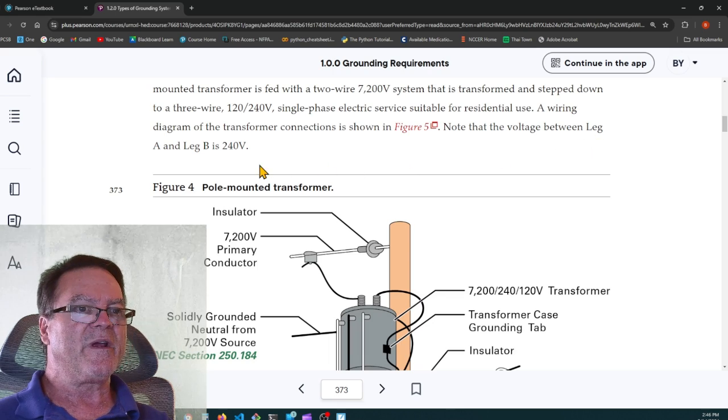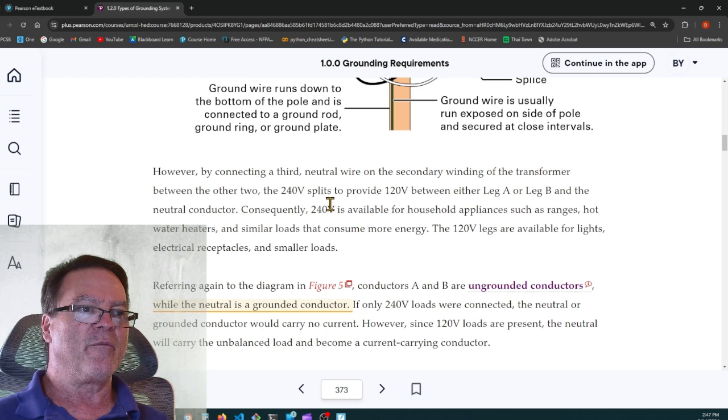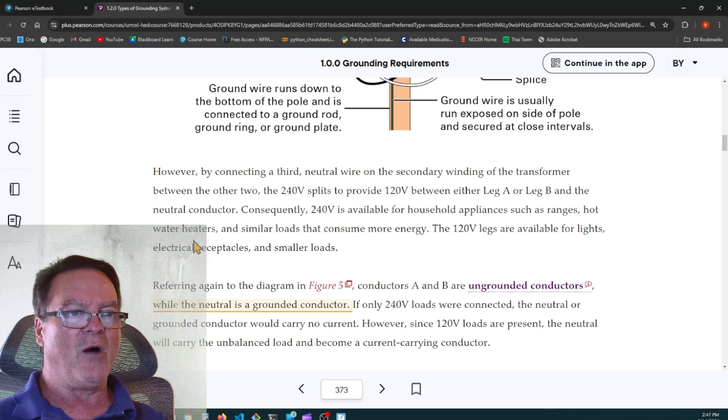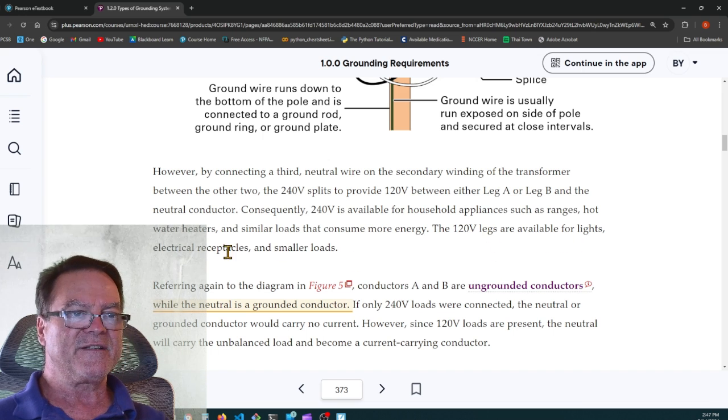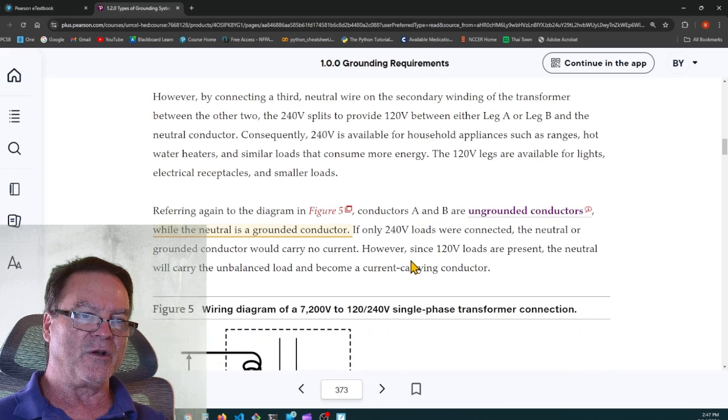Note that the voltage between legs A and B is 240 volts. However, by connecting a third neutral wire on the secondary winding of the transformer between the other two, the 240 volts split to provide 120 volts between either leg A or leg B and the neutral conductor. Consequently, 240 volts is available for household appliances such as ranges, hot water heaters, and similar loads that consume more energy. 120 volt legs are available for lights and electrical receptacles and smaller loads.